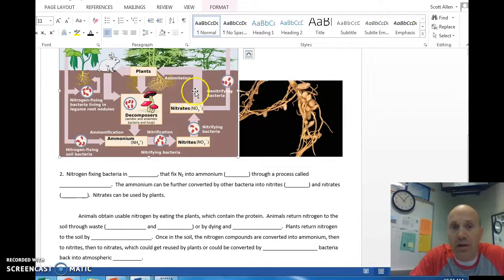Nitrates can either be reused by a plant, but there's also this type of bacteria called denitrifying bacteria, which can convert nitrates back into N2, which is just the nitrogen that's in the air. And therefore, it completes the cycle, because that's a way that the nitrogen can get back from the ground back into the air. So just to make sure that you've got these, this right here would be denitrifying bacteria, and this right here would be atmospheric N2.